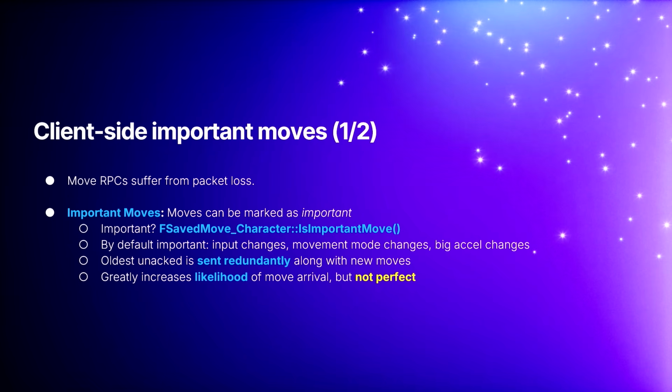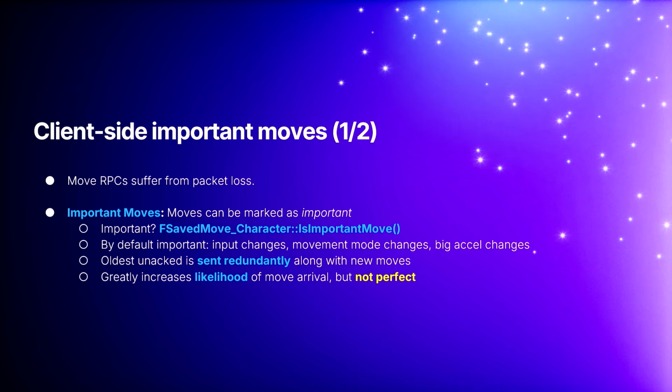Now, another important aspect of move sending is important moves. Because your move RPCs suffer from packet loss, the CMC has a mechanism to work with this. The CMC can mark some moves as important. This logic is in SavedMove IsImportantMove. If a move is important, it will be sent redundantly. So when you send a new move, the oldest important move in your recent move buffer will be resent again. This greatly increases the odds of that move arriving.